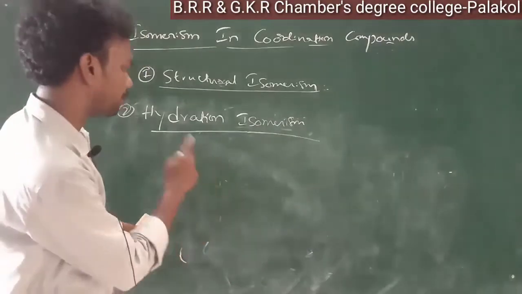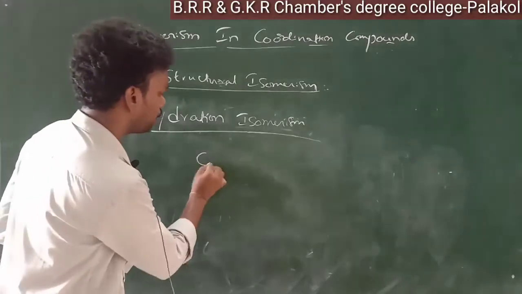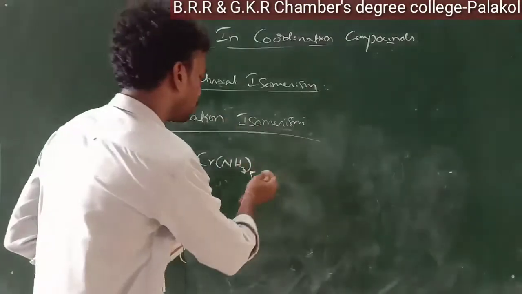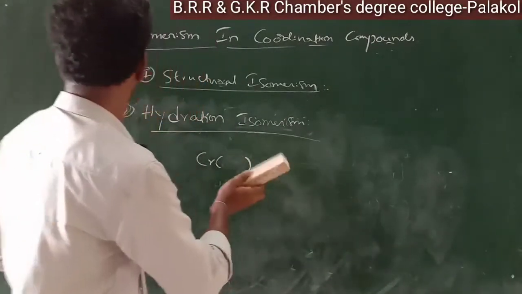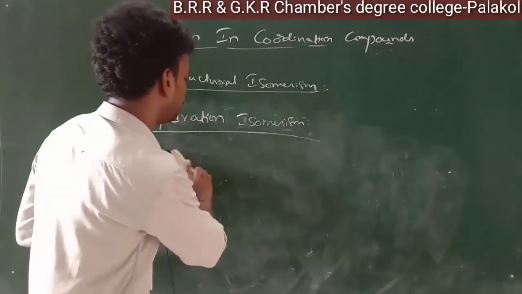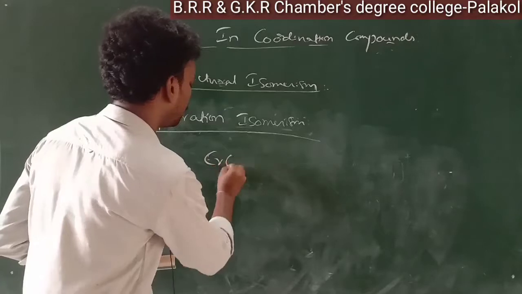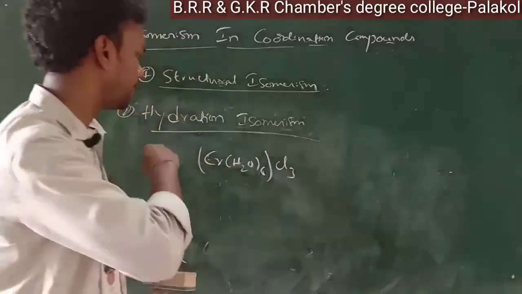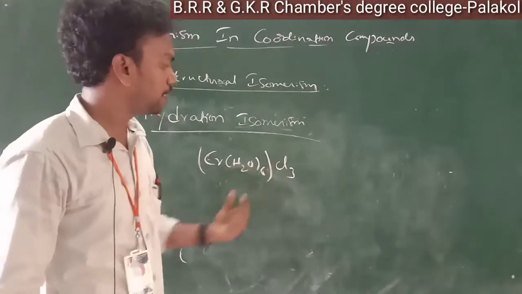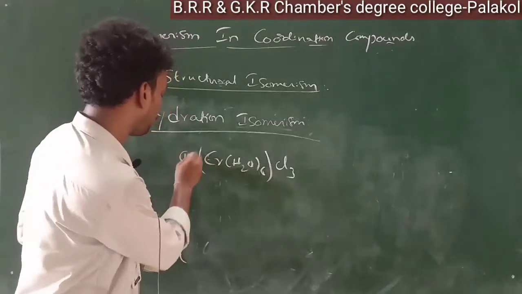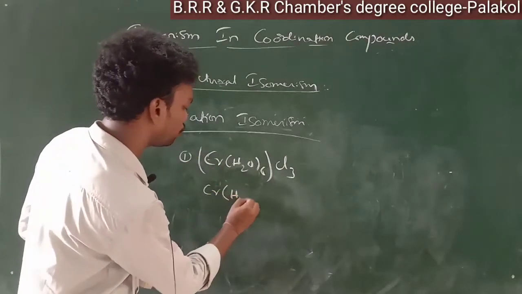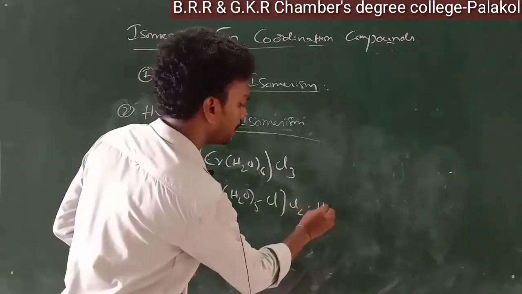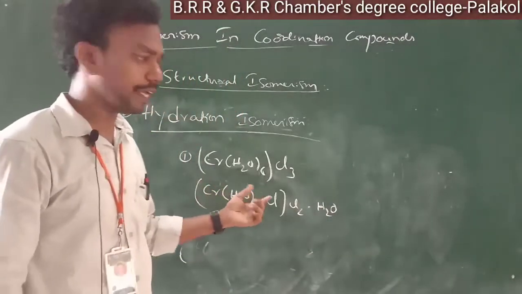For example, taking [Cr(H2O)6]Cl3, right? Okay, so [Cr(H2O)6]Cl3 is one complex, and [Cr(H2O)5Cl]Cl2·H2O is another. So what did I do here?